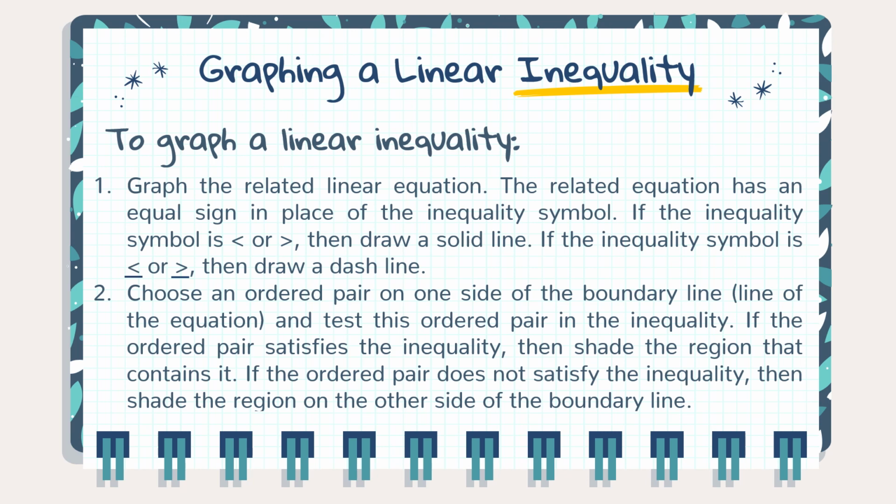Afterwards, we choose an ordered pair on one side of the boundary line, or the line of the equation, and then test this ordered pair in the inequality. The previous examples are needed in order for us to test in which side of the linear inequality we are going to shade. If the ordered pair satisfies the inequality, then shade the region that contains it. If the ordered pair does not satisfy the inequality, then shade the region on the other side of the boundary line.